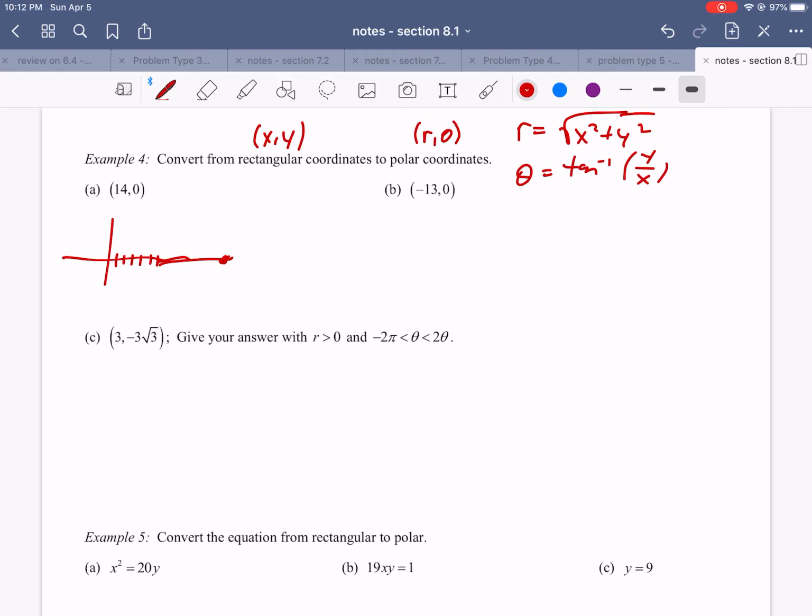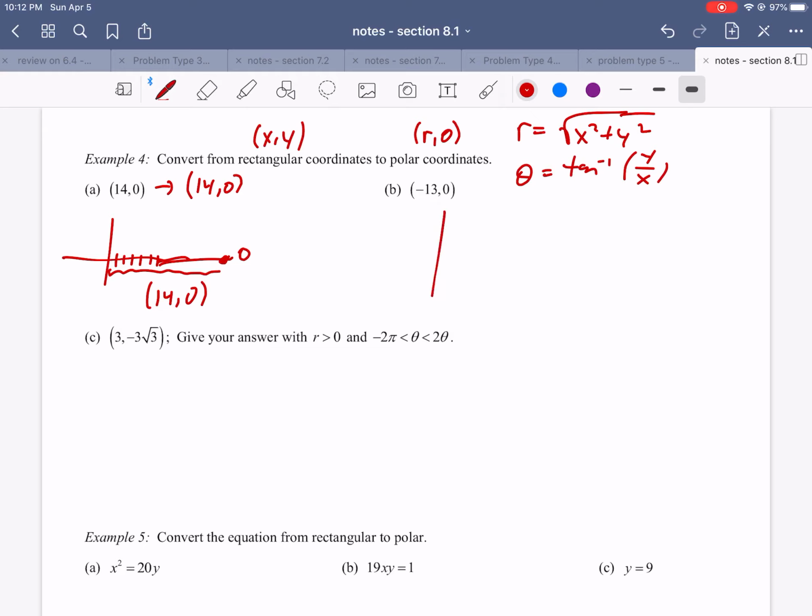And so if I want that in polar coordinates, I need a radius. Okay, well, the radius is going to be this distance from the pole, which we already said was 14. And then the angle here is 0. And so this ends up actually being the exact same point. It has the exact same name in polar coordinates as it does in rectangular coordinates.